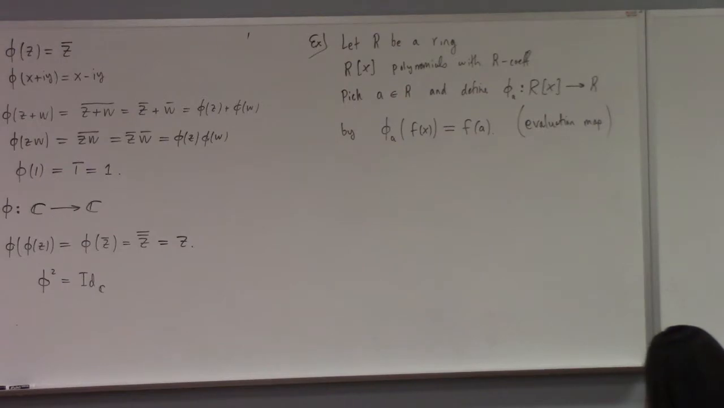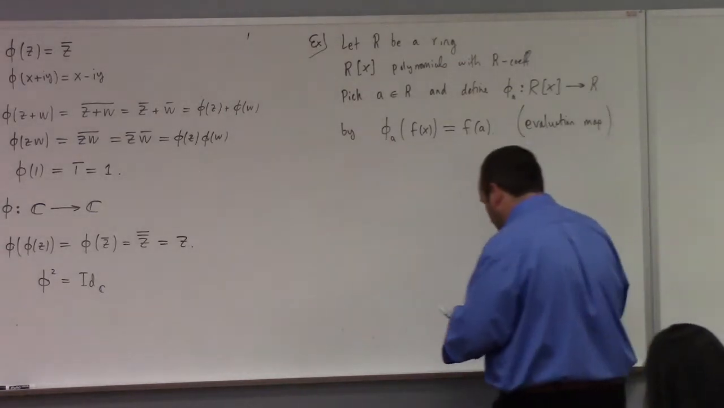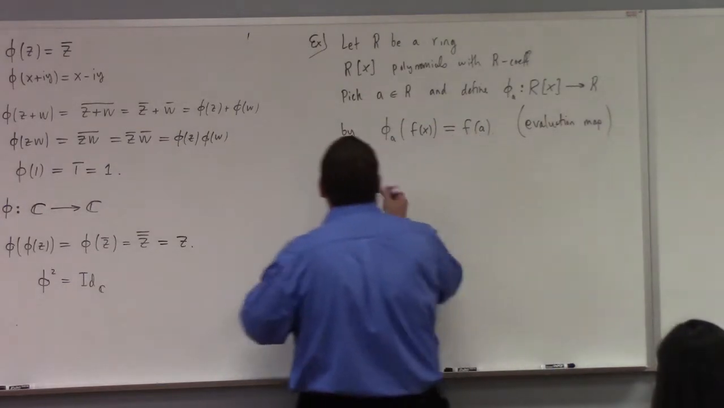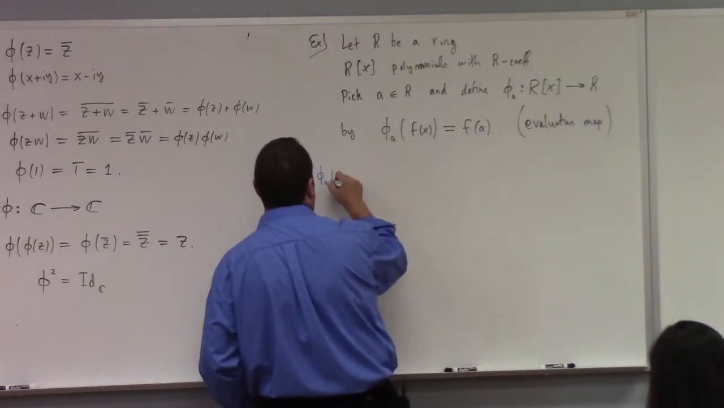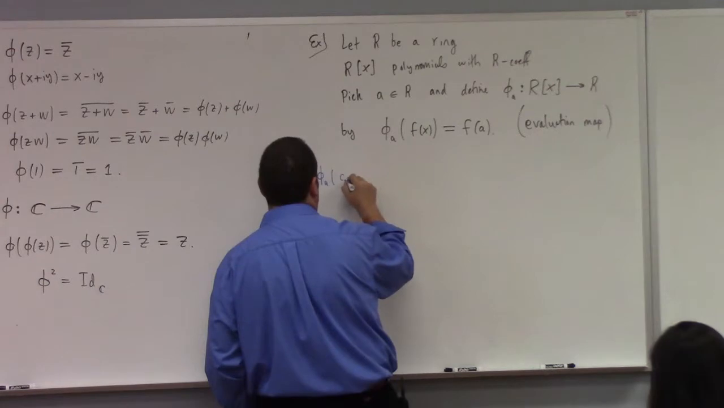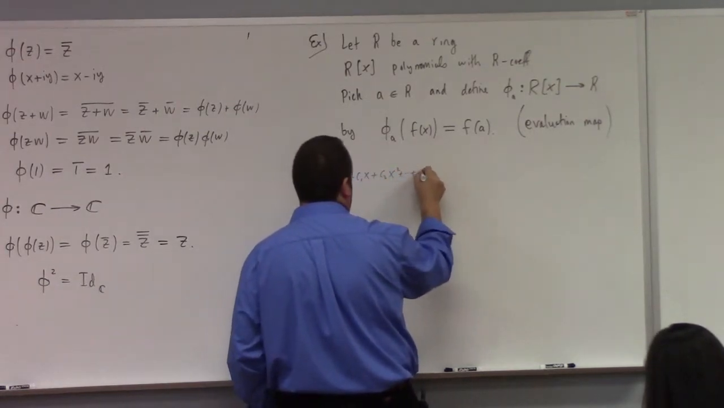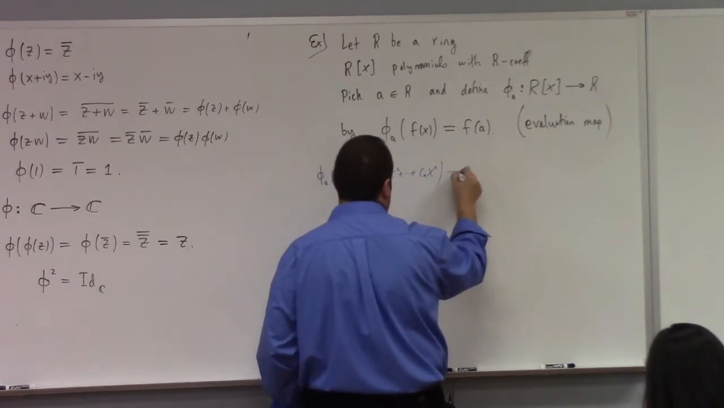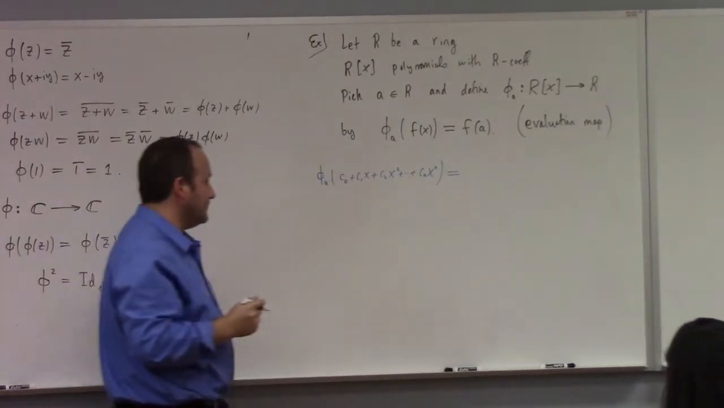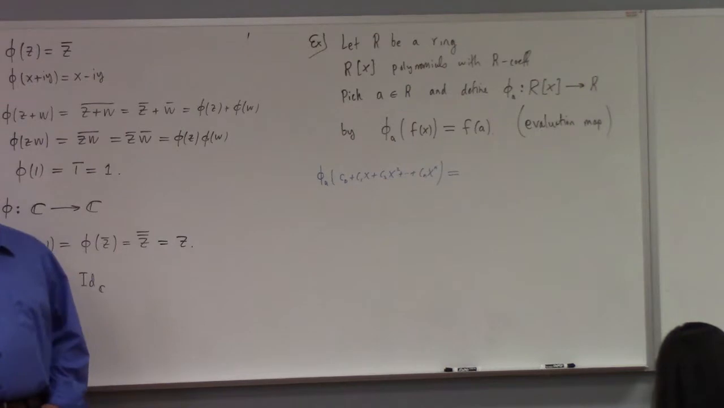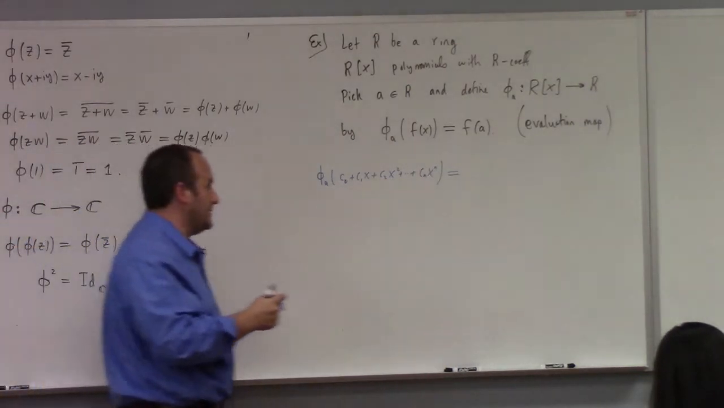Now, I can be more explicit here if you'd like. I don't know if it's really needed, but just to be on the safe side, let me be clear about what I mean by this. So we're saying phi_A of c0 + c1x + c2x² + ... + cnxⁿ is equal to what? You take x and you put A in the place of x, right? That's what I mean by this.